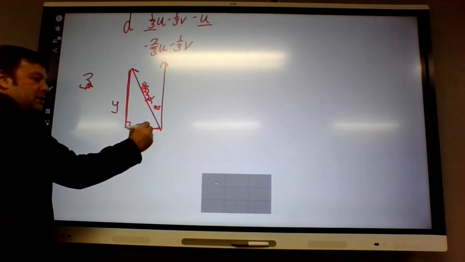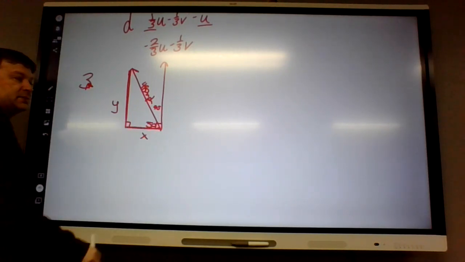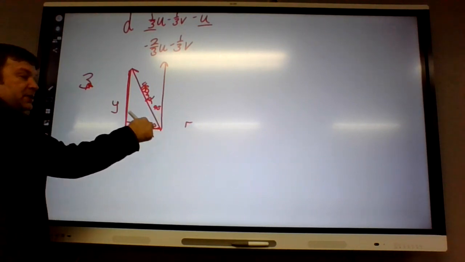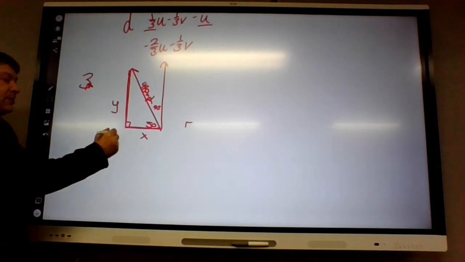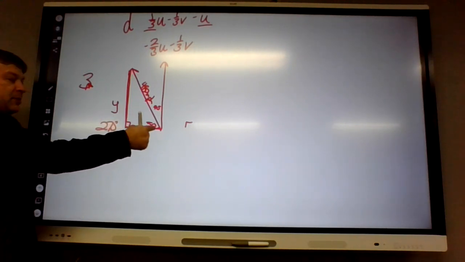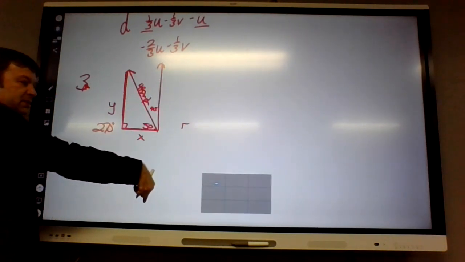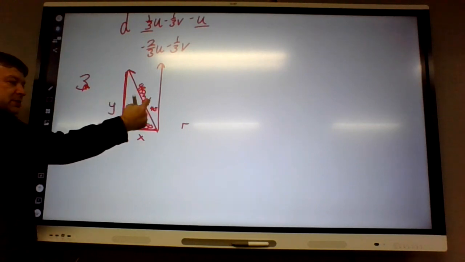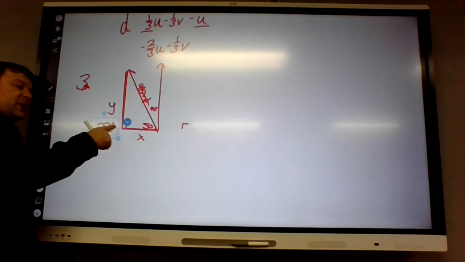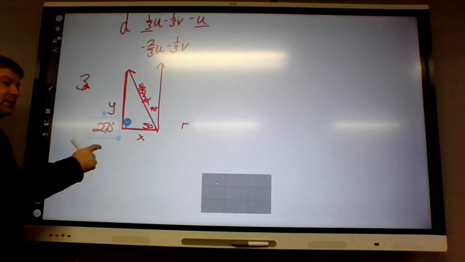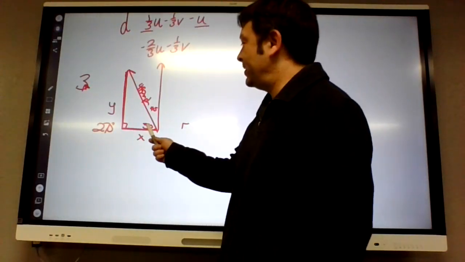50, because this is a right angle right here, so those two angles have to add up to 90. Or you could say, remember, straight left would be 270? It goes 0, 90, 180, 270, 360. So 320 is 50 degrees past 270. You can also look at it that way. Okay, so we have an angle and a side.